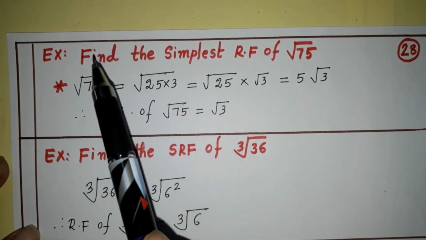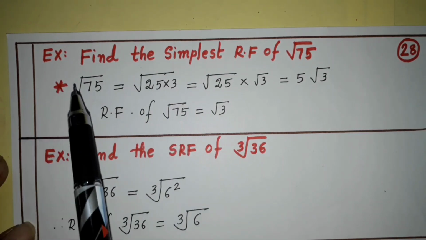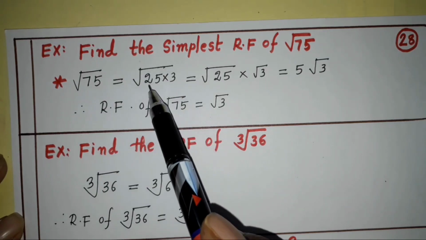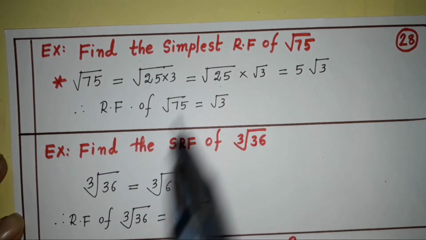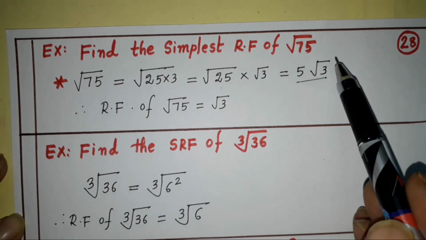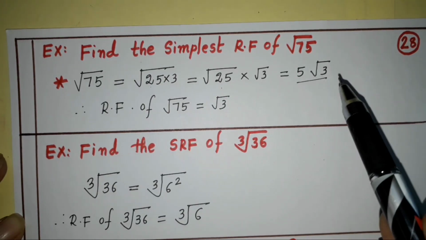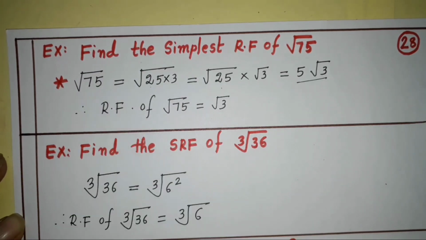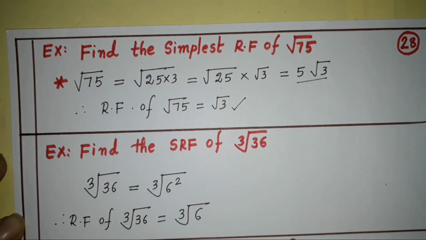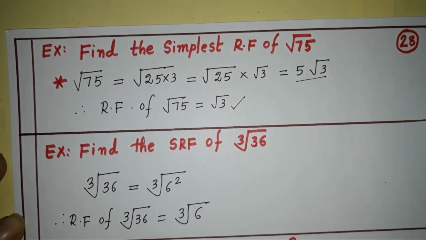Let us do some examples. Find the simplest rationalizing factor of root 75. The given surd is root 75. First of all, you convert into its simplest form. Root of 25 into 3. Root 25 is 5, so 5 root 3. In this 5 root 3, what is the irrational part? Root 3. So what is the rationalizing factor of root 3? Root 3. So for root 75 also, rationalizing factor is root 3. Root 3 is the simplest rationalizing factor. You also can check, if you multiply both, you will get a rational number.